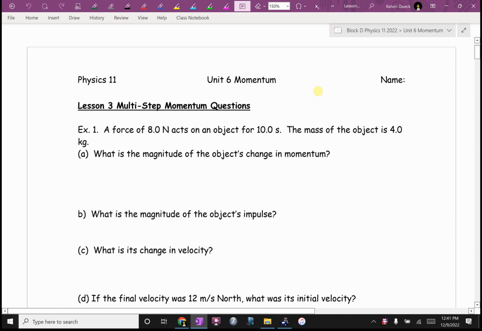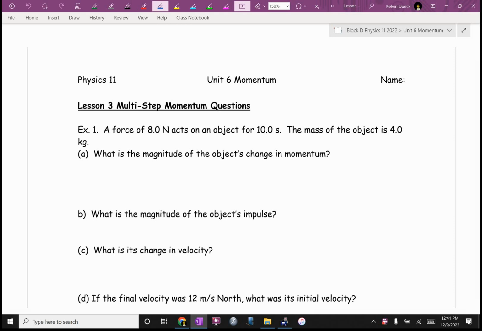It says this, Matt. A force of 8 newtons acts on an object for 10 seconds. The mass of the object is 4 kilograms. Matt, what's part A want me to find? Okay, the word magnitude means size. Here's what you just said. Part A wants me to find the answer.